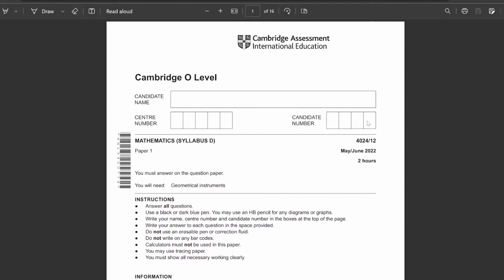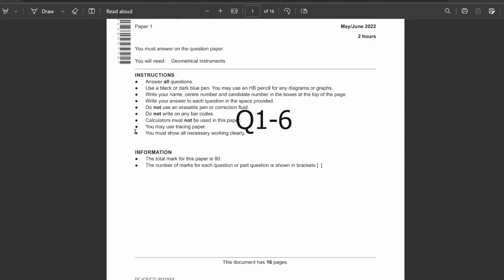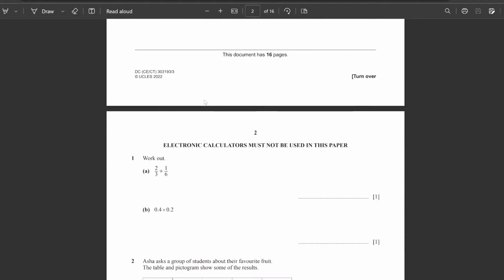Hello guys, so today I'll be solving the mathematics O-levels past paper of May-June 2022. This is mathematics syllabus D and this is the P1. You can read the instructions right here. We'll just go ahead and start solving the problems.